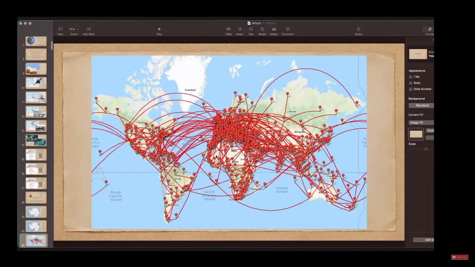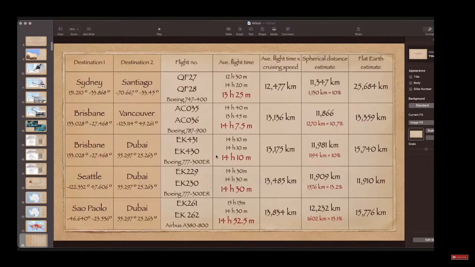Similarly, we use the same navigation techniques for aircraft, and we have done here, for instance, 5 intercontinental air journeys. What I've done is I've averaged the outbound and the inbound flight times, which are in red in that 4th column. I've multiplied that by the average cruising speed to give that 5th column, and I compare that to the spherical distance estimate in the next column. The final column is the flat Earth distance estimate, and you can see that the flat Earth distances are generally larger than the aircraft could travel in that time frame.